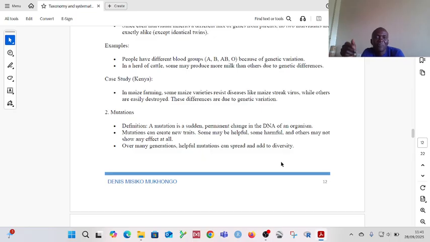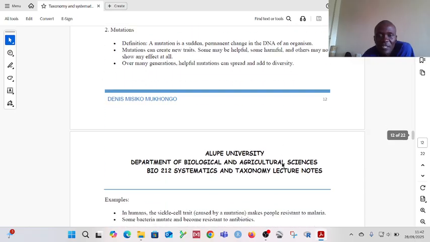Okay, so if the previous gene was responsible for being short, if there is a mutation, and the new set now brings forth not a short person, but a tall person, it will have brought in a what? A change. Some of these mutations can be helpful, some of them can be harmful, but there are others which will not have any effect at all. Okay, we'll look at that next semester when we are looking at genetics.